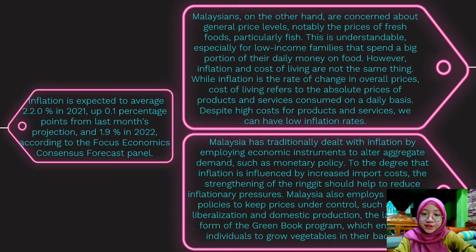Malaysia has traditionally dealt with inflation by employing economic instruments to alter aggregate demand, such as monetary policy. To the degree that inflation is influenced by increased import costs, the strengthening of the ringgit should help to reduce inflationary pressures. Malaysia also employs supply-side policies to keep prices under control, such as import liberalization and domestic production. The latter is in the form of the Green Book program, which encourages individuals to grow vegetables in their backyards.